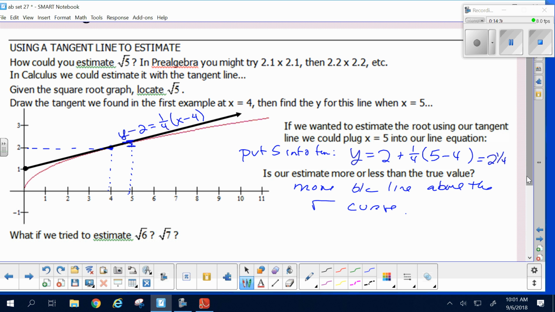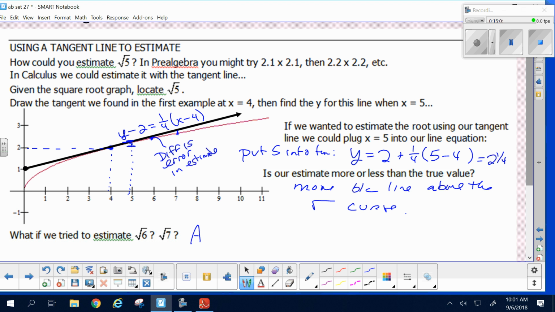All right? What if we tried to estimate the square root of 6? Or the square root of 7? Here's the square root of 6. Here's the square root of 7. What happens as we get further and further away from 4 in terms of the quality of our estimate? The error, this difference between the two, this gap, is the error in the estimate. The difference between our line and the curve is error. And so the further we get away from 4, the more the error.